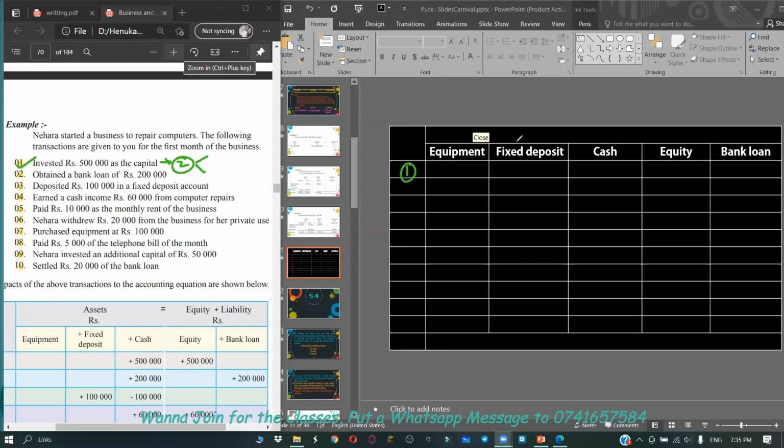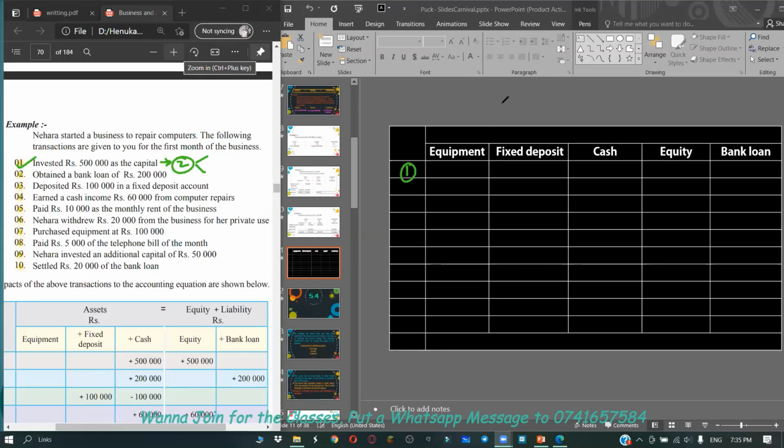Let's see the question. Okay. The question is there, right? Page number 60, I think, right? First example. So invested 500,000 rupees as the capital. So what I'm asking is what is the dual impact, right? So a transaction has two impacts, right? It's 500,000 cash. Yes, Ravindu, you are good. Thank you. Yes, others also try to put it into the chat.